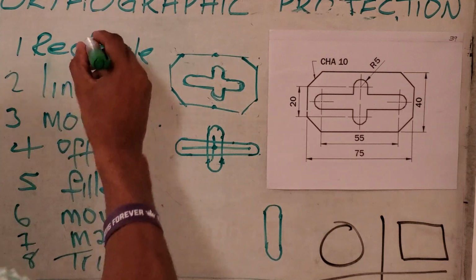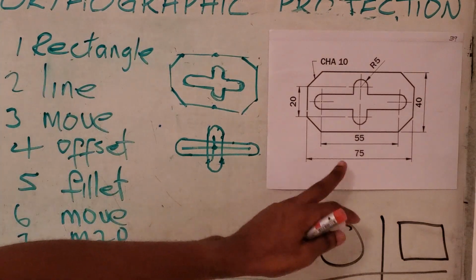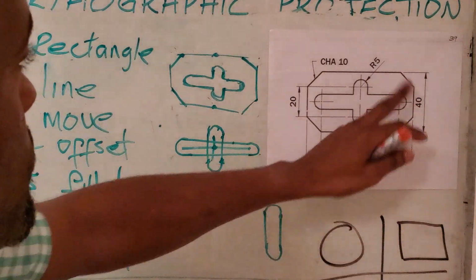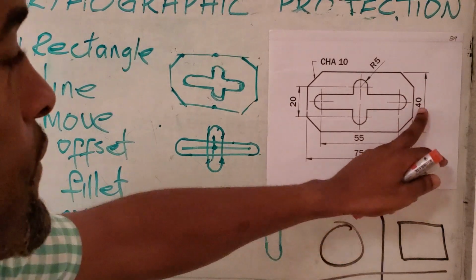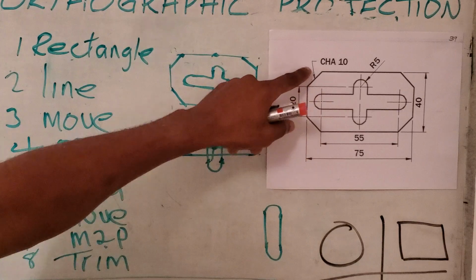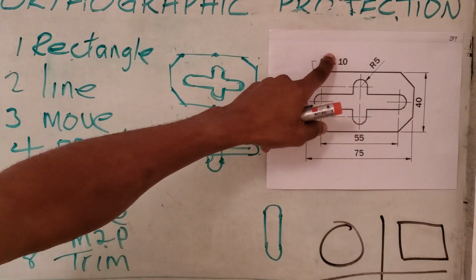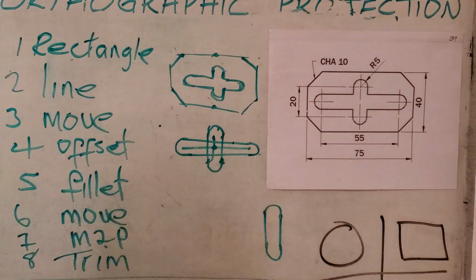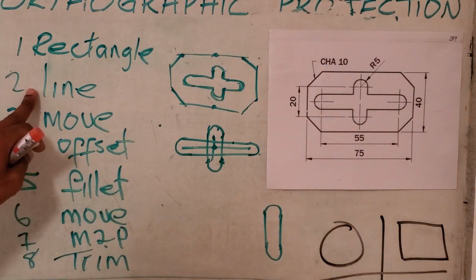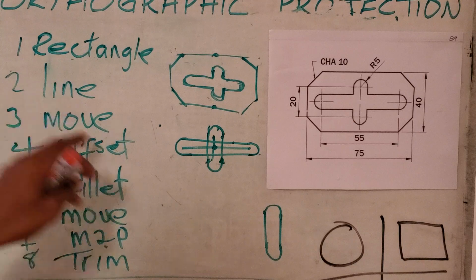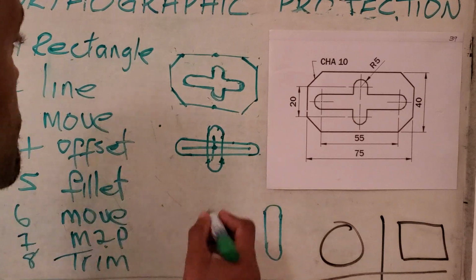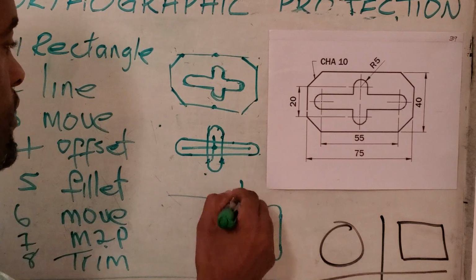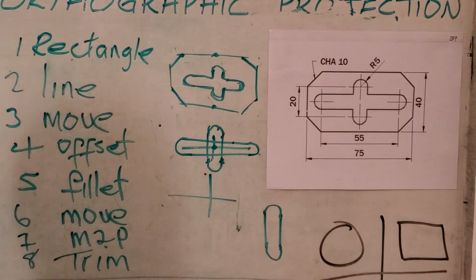So to draw this, again, the first thing we do is to draw a rectangle, which is 75 by 40 with a chamfer edge of 10. Yeah, that will generate this automatically. The next step is to use line, draw a line to get the center for these, and then move this in place to get the center for that.